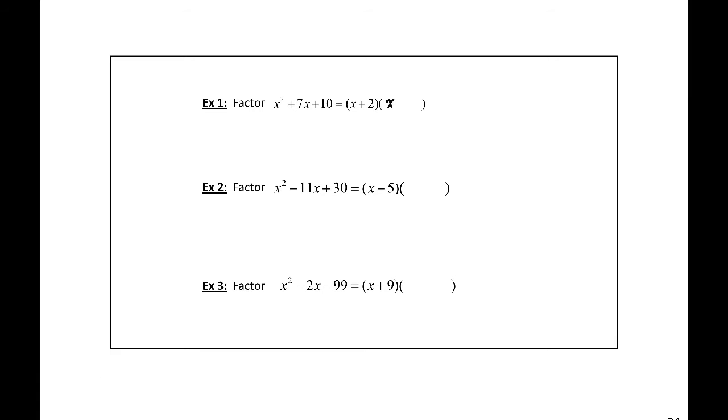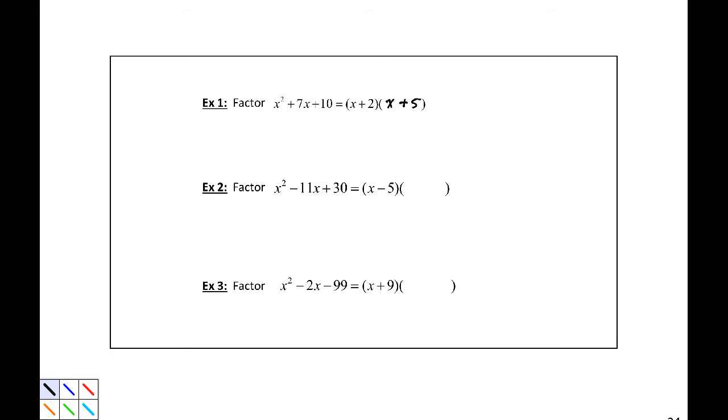And we also know that these two values on the end need to multiply. So 2 times something needs to multiply to be 10. So that must be positive 5. So this factors as x plus 2 times x plus 5.